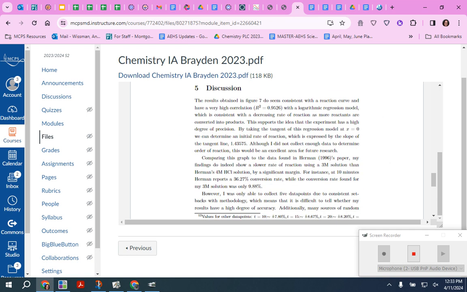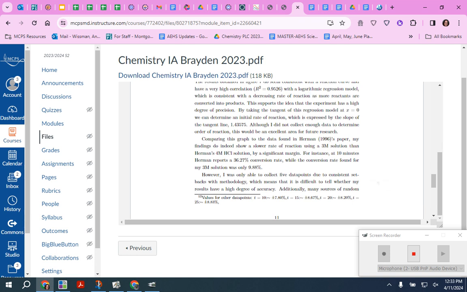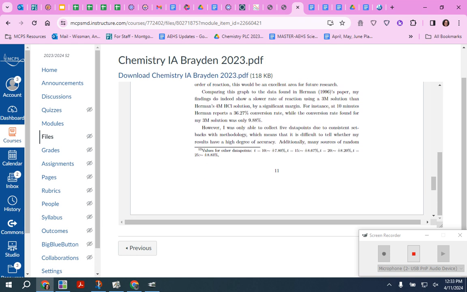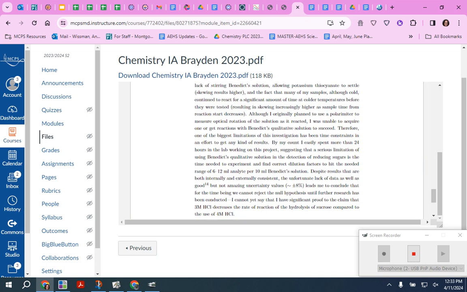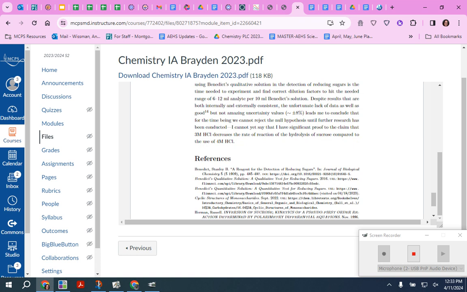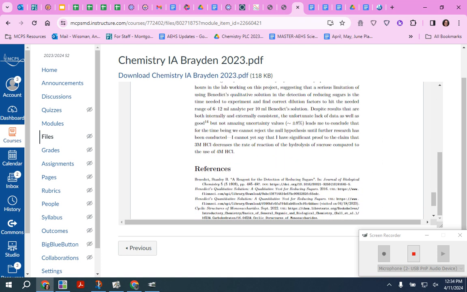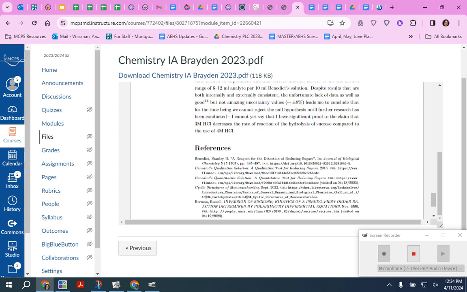And then the discussion. How did it go? Here's the limitations of my findings. This is how it relates to what I expected to happen based on the literature. Again, limitations of the experiment. He didn't actually do an extension in this, so he lost a point for that. And then he's got his references at the bottom, collected bibliography, whatever you want to call it.